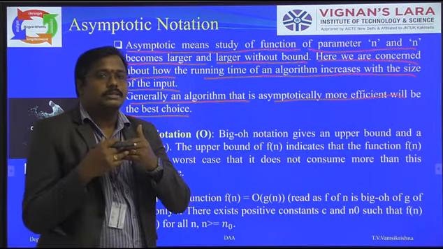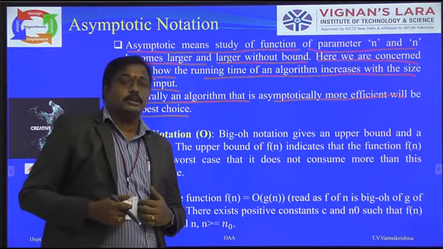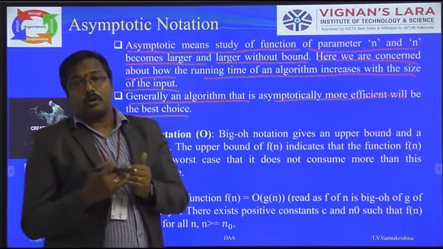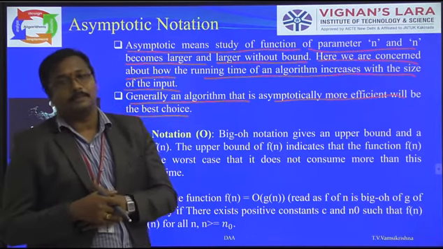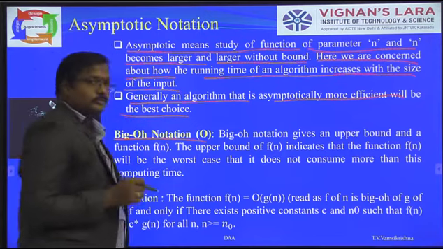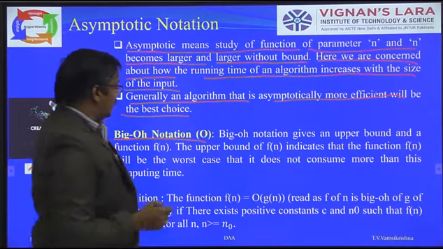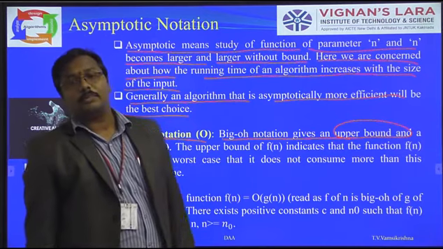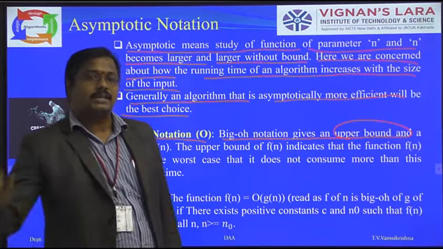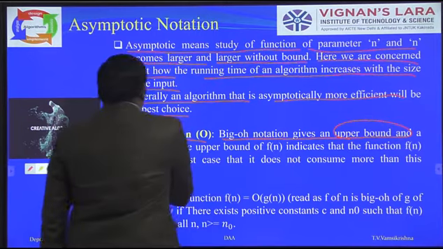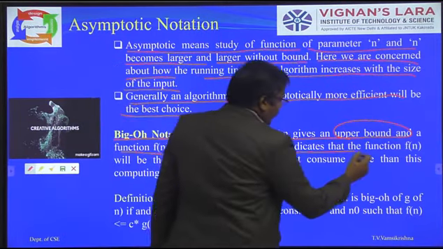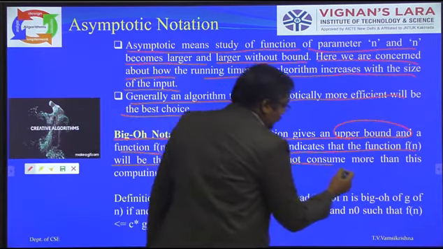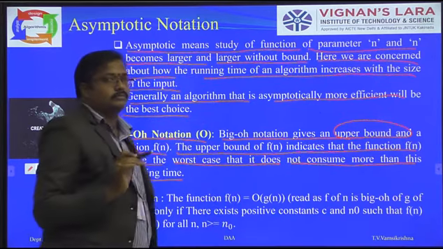Wherever we want to state the time complexity, the asymptotic representation is the best choice to identify what is the upper bound, what is the lower bound, and what is the average bound of the algorithm. Right? So, big O notation. The big O notation gives an upper bound of the algorithm. Big O represents the upper bound, meaning the maximum value. For a function f of n, the upper bound indicates the worst case, that it does not consume more than this computing time.